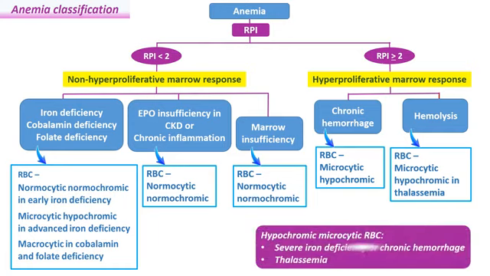So, if we see a picture of hypochromic microcytic RBC, we have to think of three things. It may be a case of severe iron deficiency, it may be a case of chronic hemorrhage, or it may be a case of thalassemia. So we have to depend upon the serum ferritin level for detection of severe iron deficiency or chronic hemorrhage, and for thalassemia, confirmation is to be done by hemoglobin electrophoresis.